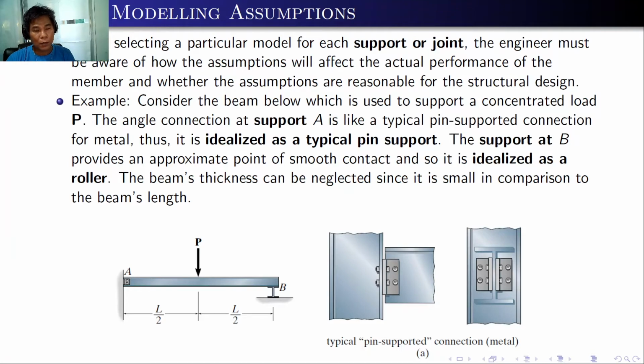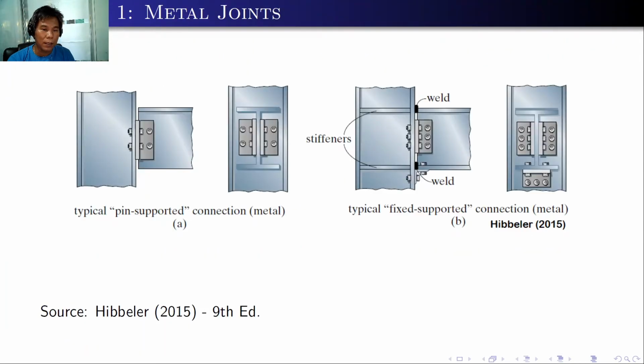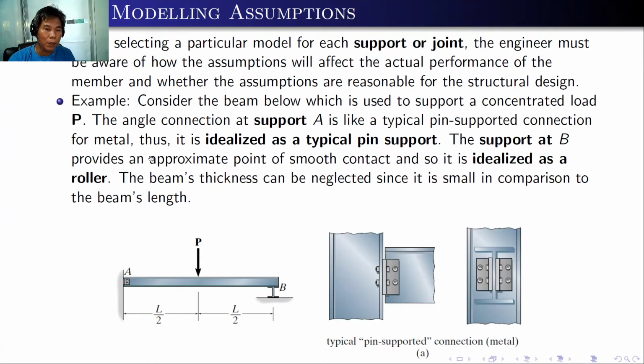The angle connection at support A is like a typical pin supported connection for metal. So you can see this is the diagram. This is a typical pin connected or pin supported connection for metals. So in our example, the support A is idealized as a typical pin support. The support at point B here provides an approximate point of smooth contact, and so it is idealized as a roller. So we have a hinge or a pin support and a roller support.